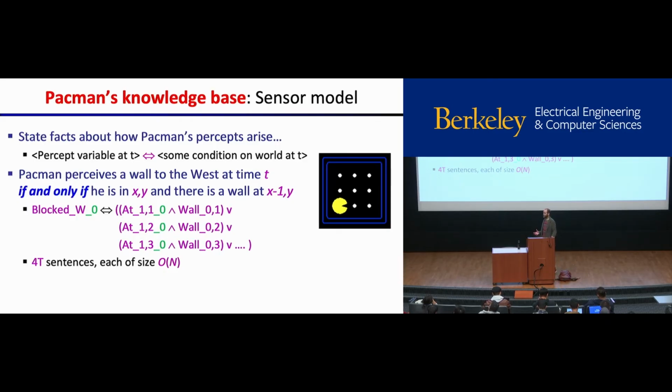For that kind of reasoning to work, we need to tell Pacman the meaning, the correspondence between his sense, his perception, and facts about the world. Otherwise, getting perceptions tell you nothing, and it's useless.